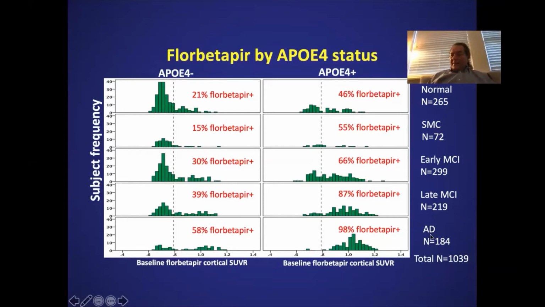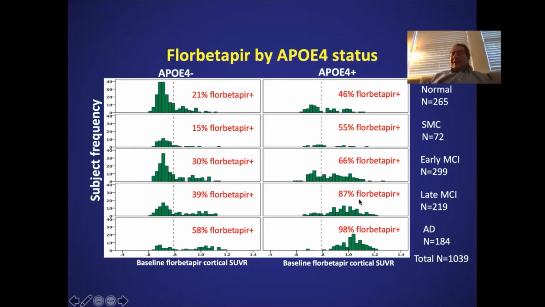But if you have dementia and you're ApoE4 negative, now only 60% of these people are amyloid positive. So if somebody has dementia and they're ApoE4 negative, it's very hard to say that they have Alzheimer's disease, because 40% of people with dementia who are ApoE4 negative do not have Alzheimer's disease. Only 58% are positive. And the MCI population is kind of in between here.